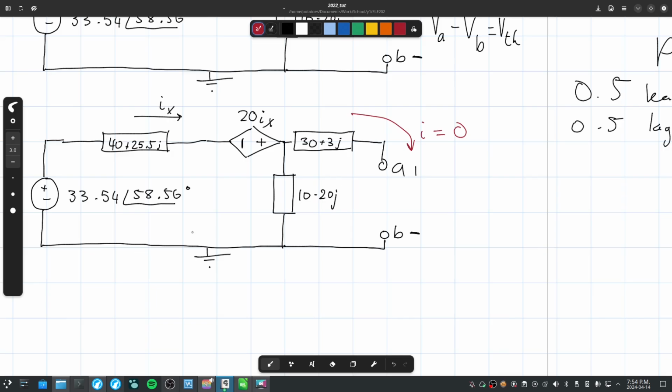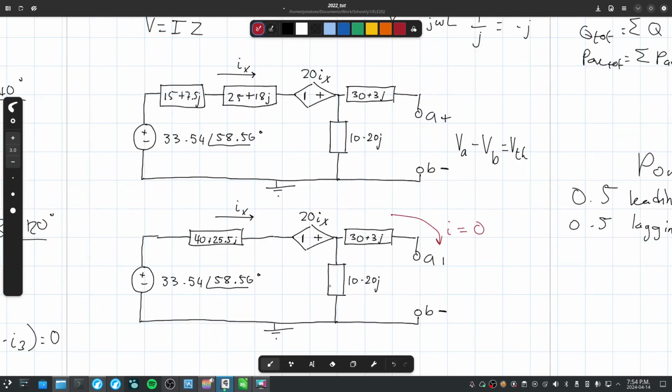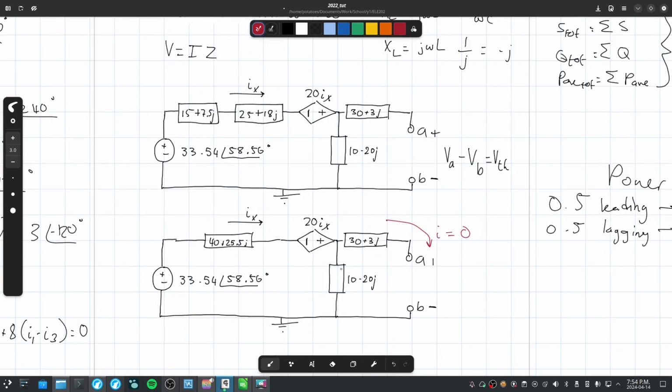Is this only one source? Yes, there's only one source in here. Can you scroll slightly up? Yeah, sure, here. So, the second thing that we can do to simplify this circuit is that we have zero current running through here. And the rule is that when zero current is at 18j, yes.